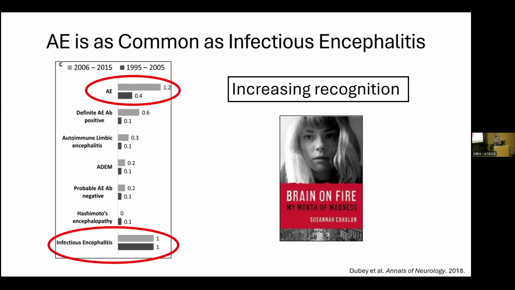This is likely due to a couple different reasons. One, increasing recognition. So many of you may be familiar with Brain on Fire, and if not, I would highly recommend reading this book. Turns out it's also a great gift for a neuroimmunologist to give their mother-in-law at Christmas to help them understand what you do on a regular basis.